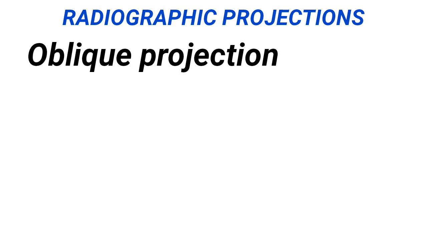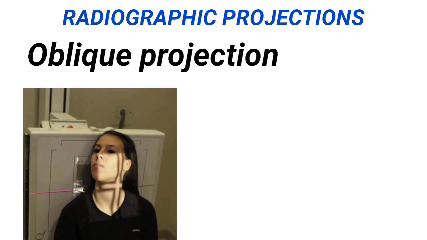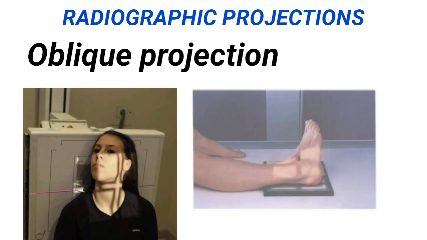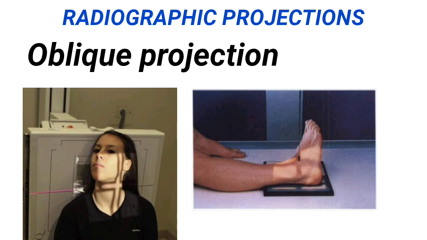Other projections also include the oblique projection. Oblique projection is another important category of projection in radiography. Here, the patient or the X-ray tube is angled, allowing visualization of structures that may be superimposed in standard AP, PA or lateral views.